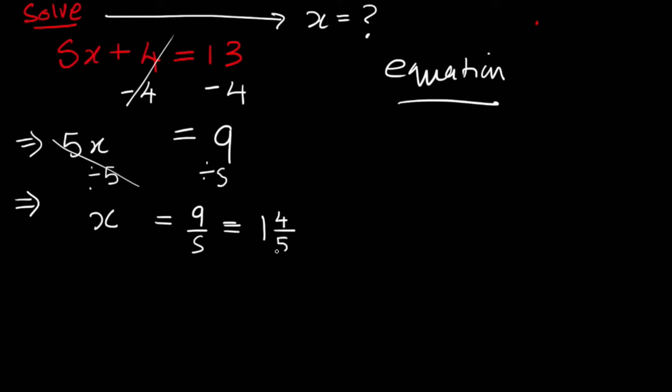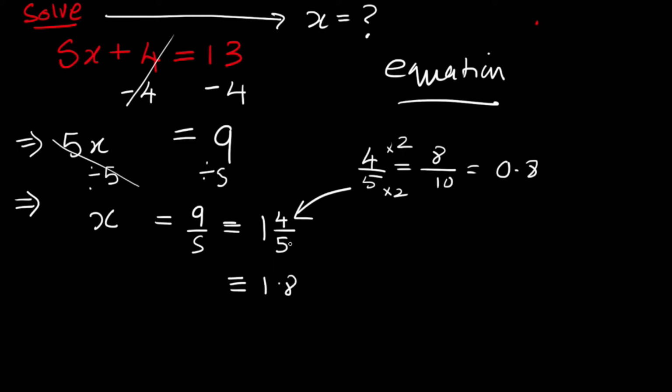Do you know what 4/5 is in decimal? Out of curiosity. Find an equivalent fraction out of 10. Good. How do you get that? Because 5 times 2 is 10, so 8/10. 8/10 is 0.8, isn't it? So if you want, you can say this is 1.8. You don't have to, but this is the decimal equivalent to that.